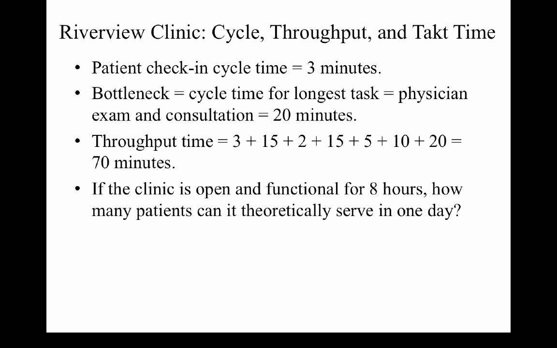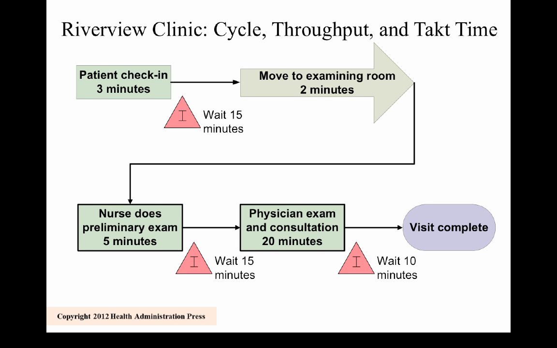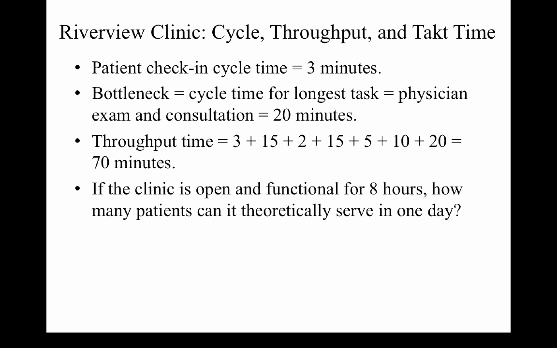What is the overall throughput time? How long does it take one person to get through the system? Let's look back at the process. We said throughput considers everything, the wait times as well as the actual process times. So all you're doing is taking each individual step. You start with patient check-in, that's 3, then you wait for 15, then you move for 2, and so on, and you add up all the times. So your throughput time is 70 minutes.